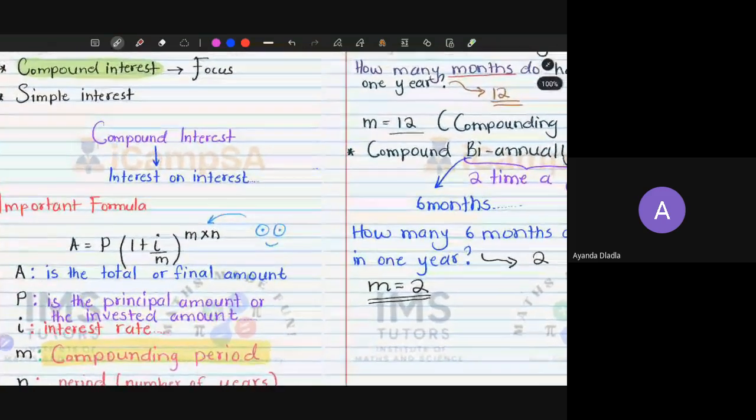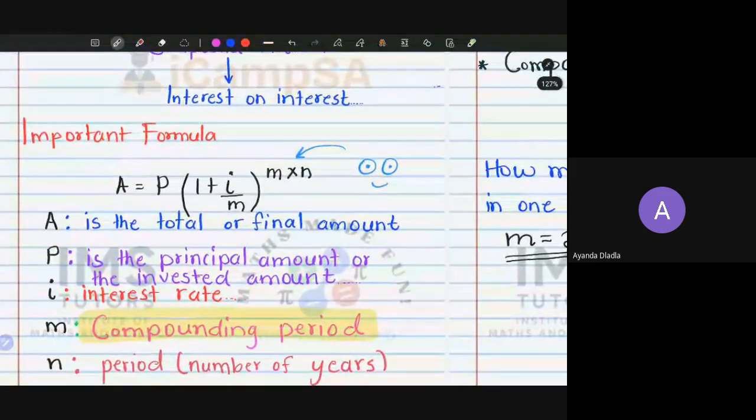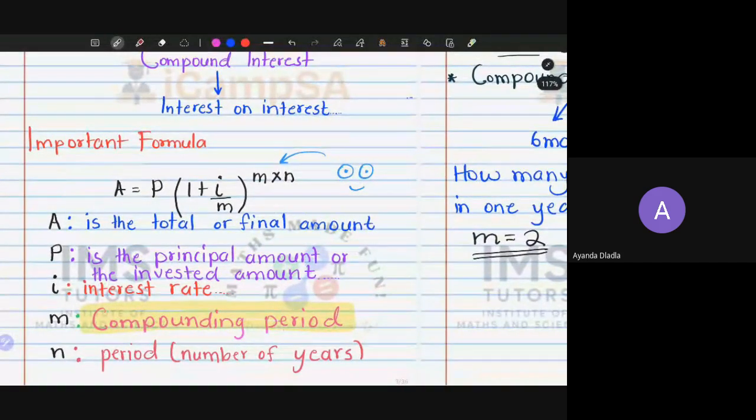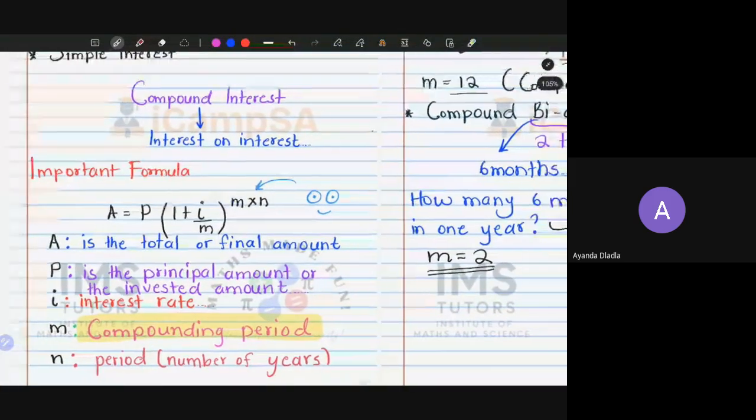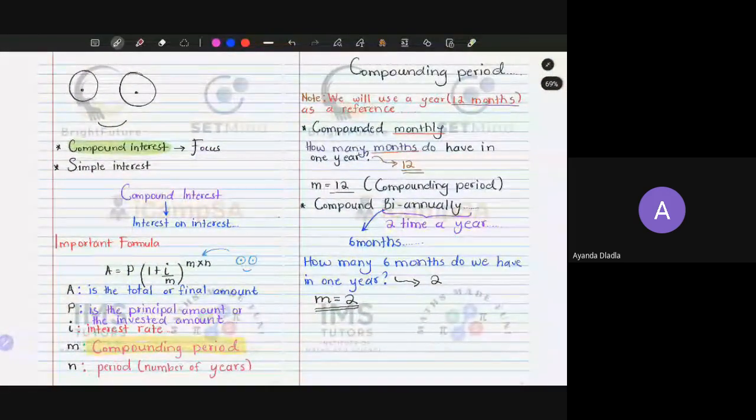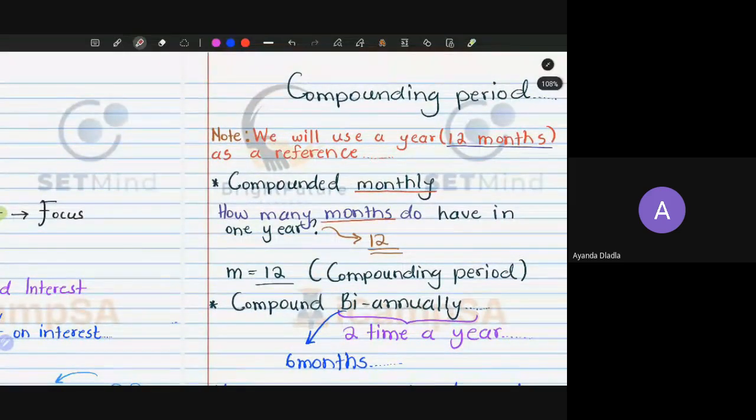on the last session, we said we have a very important formula, which is A equals P into 1 plus I divided by M, and all to the power of M times N. And we defined what the value of A is, which is the total amount or final amount. P is the principal amount or the invested amount. I is the interest rate. M is the compounding period. It is very important that you get that right. And then we have N, which is the period in years. And we went over the compounding periods on the last lesson.